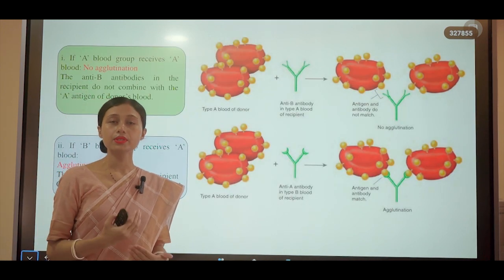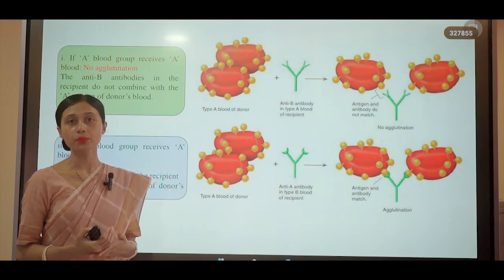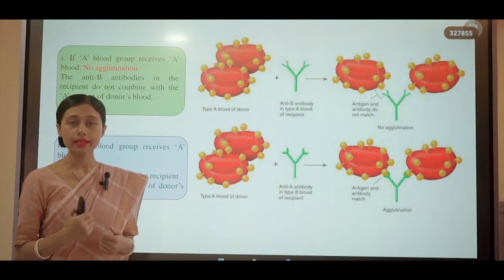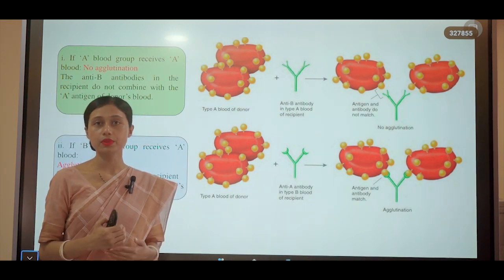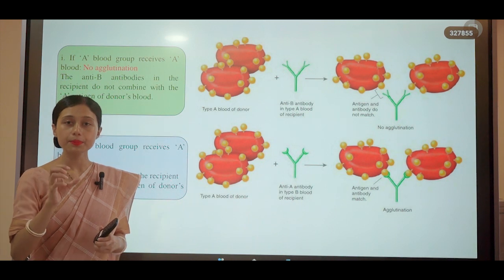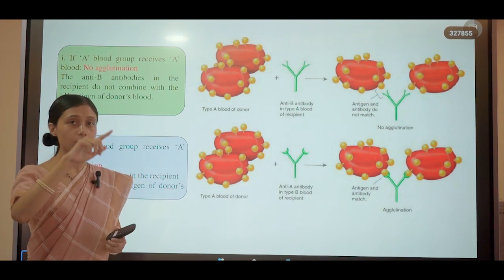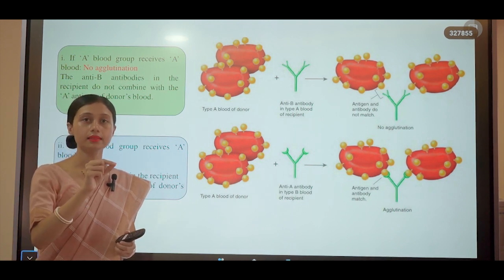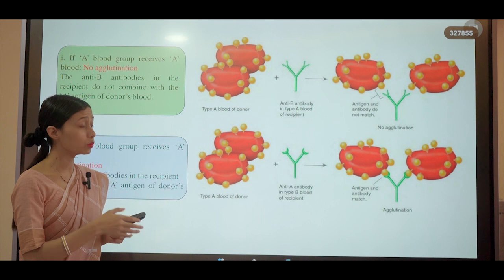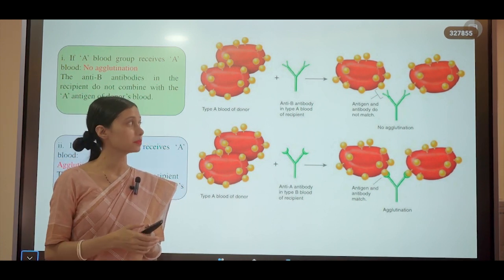So, now the question is, in blood transfusion, why is it so important to match the blood group of the donor and the recipient? The answer is, in case of incompatible transfusion, what will happen? The recipient makes antibodies against the antigen which is present on the surface of RBCs, and these antibodies attack the antigen, as a result of which hemolysis occurs, destruction of RBC occurs, which may result in death.